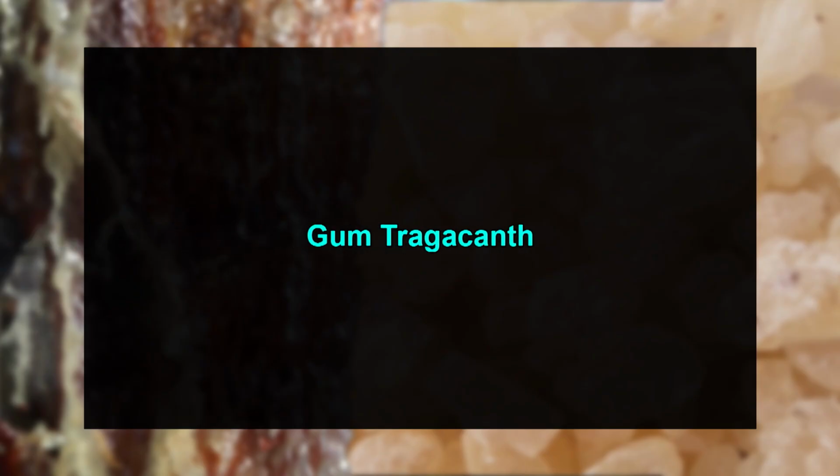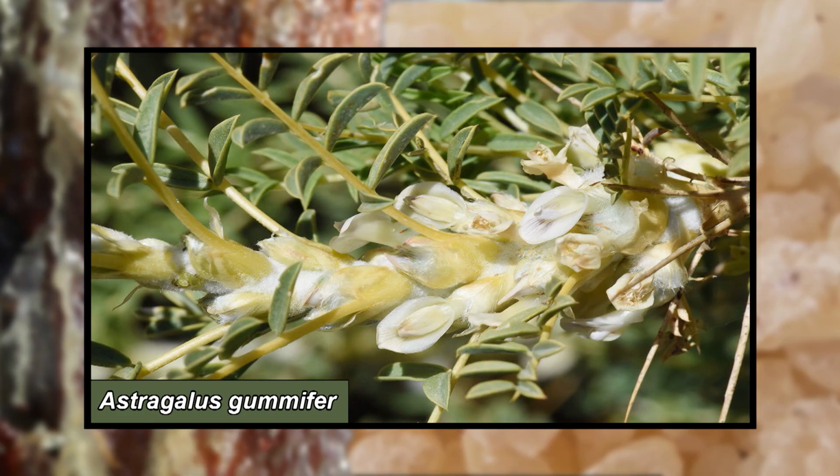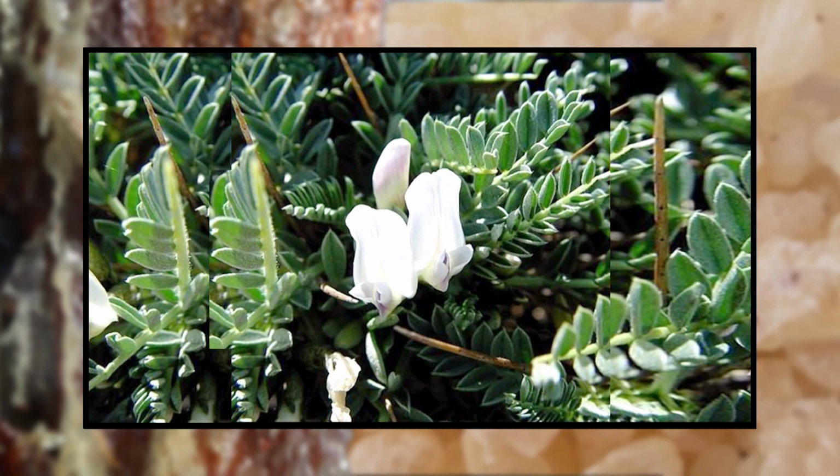Gum tragacanth. This is formed by the transformation of the pith and medullary ray cells into a mucilaginous substance that exudes naturally or after the bark has been punctured. It comes from Astragalus gummifer and other species of that genus. They are thorny shrubs of the arid regions of Western Asia and Southeastern Europe. The gum is allowed to dry on the bark before it is collected.